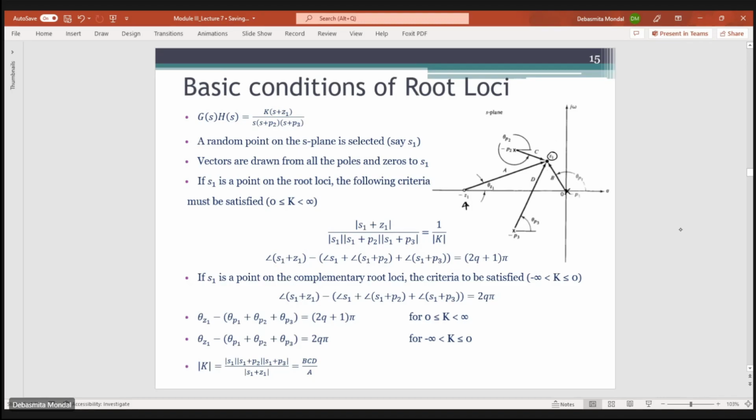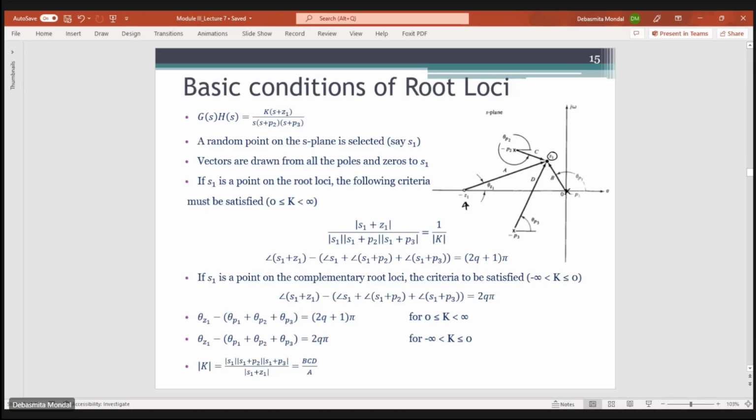So the angle criteria goes by this: the angle of the vector joining this zero to this point, let's say this is theta Z1, minus the angles which the vectors coming from all the poles make to this point. For this pole P1, the angle is theta P1. For this P3, the angle is theta P3. And for this P2, the angle is theta P2.